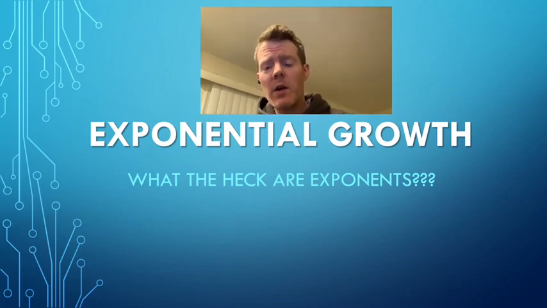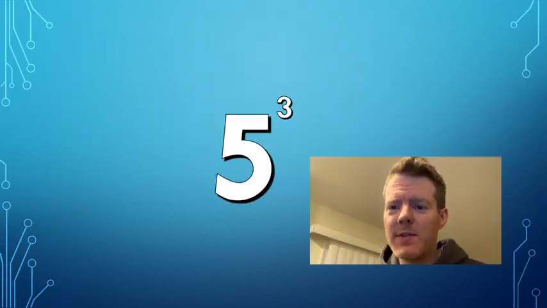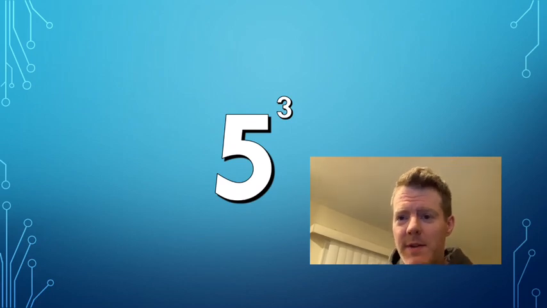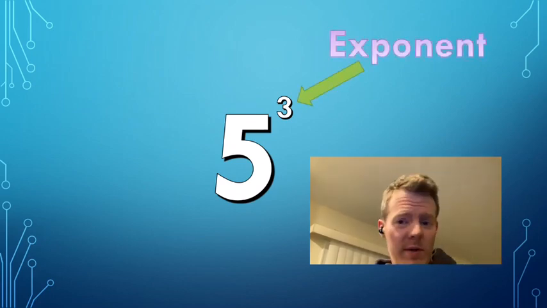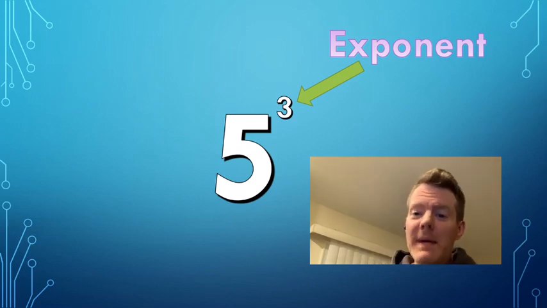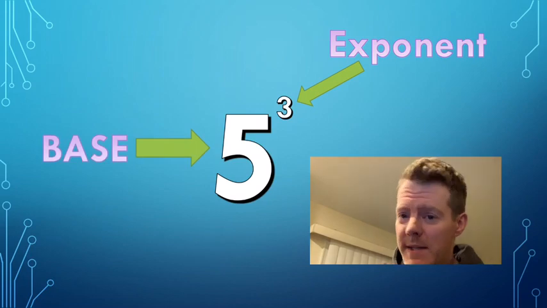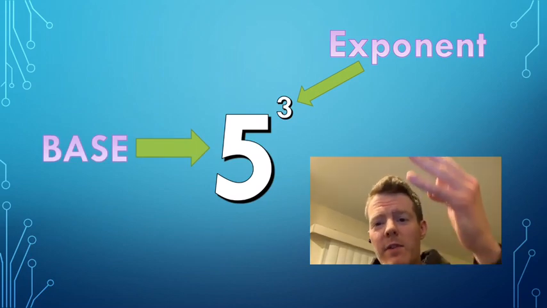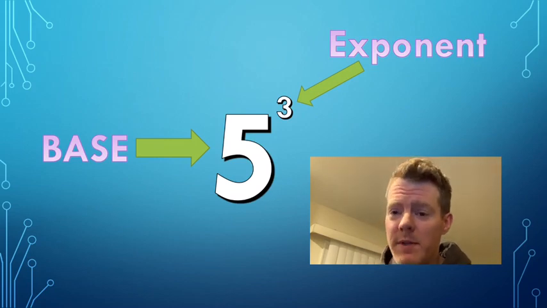So you might already know, and you might not, but you've probably seen something like this. This is 5 to the third power. It's 5 with a little 3 floating next to it. Now that little 3 is an exponent, and it means something. The big number 5 is referred to as the base. So this is 5 to the third power, aka 5 cubed.